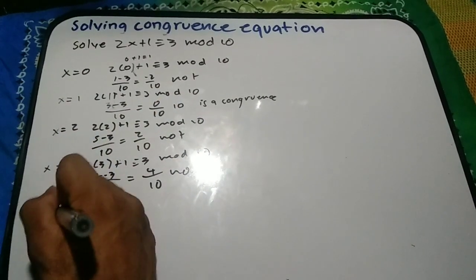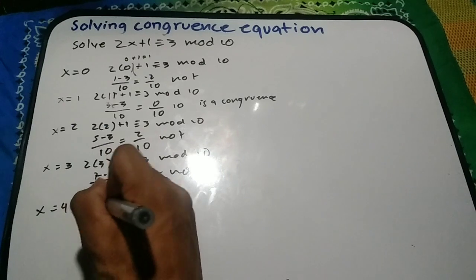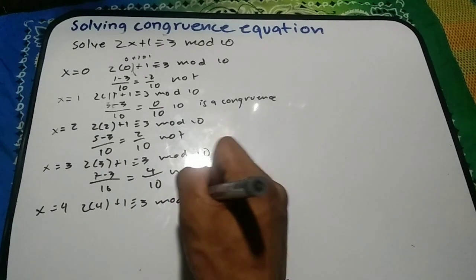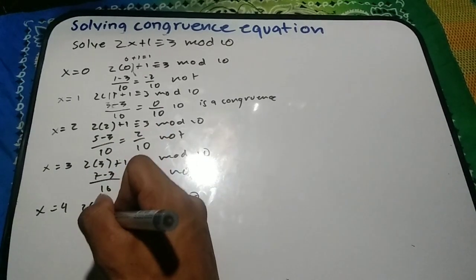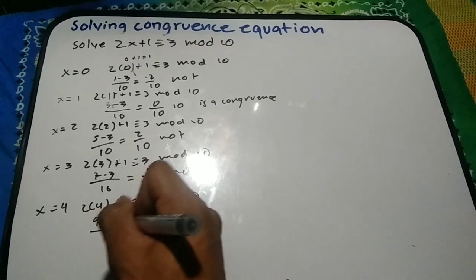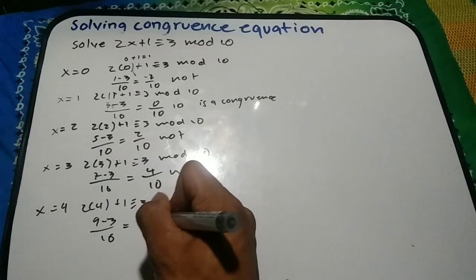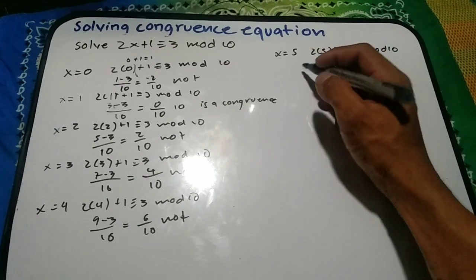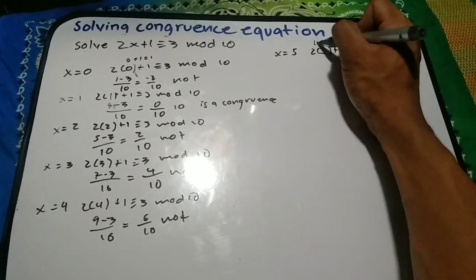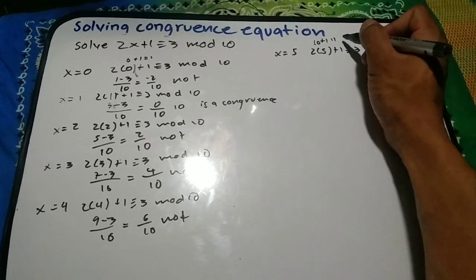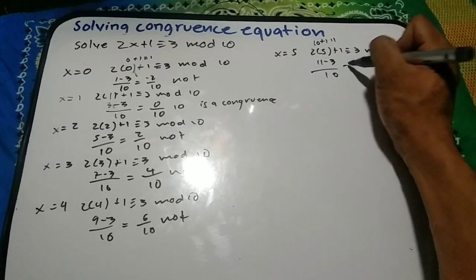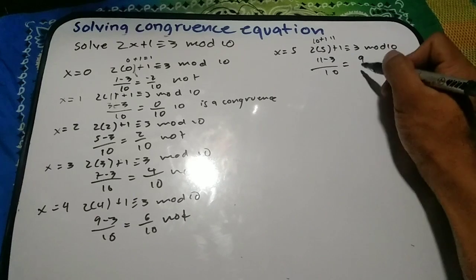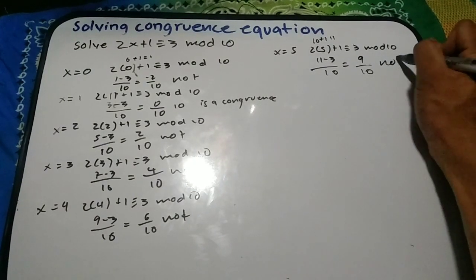If x is equal to 4, 2 times 4 plus 1 congruent to 3 mod 10. 2 times 4 is 8, plus 1 is 9. 9 minus 3 over 10 equals 6 over 10. Not a whole number. If x is equal to 5, 2 times 5 is 10, plus 1 is 11. 11 minus 3 over 10 equals 8 over 10. So not a whole number.